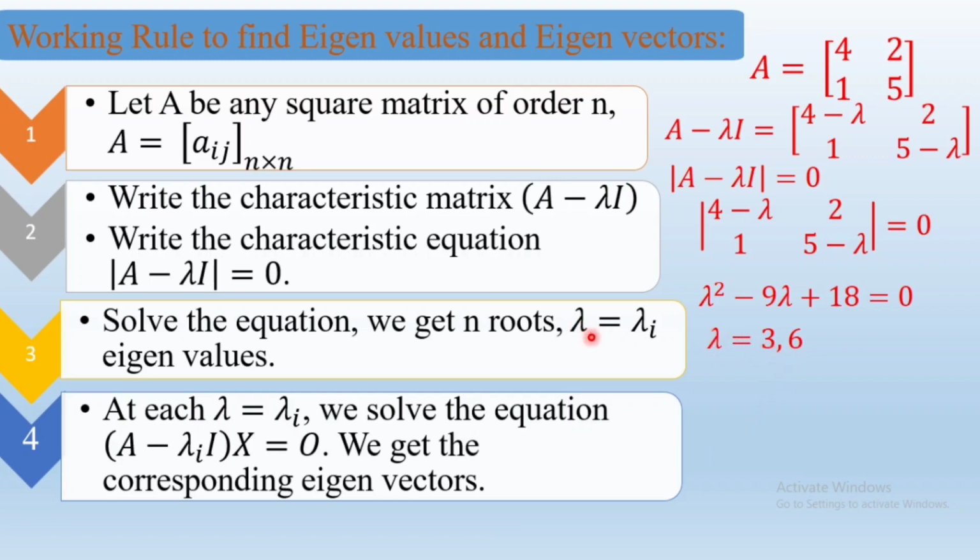Here lambda is equal to 3 comma 6. These 3 comma 6 are called eigenvalues.